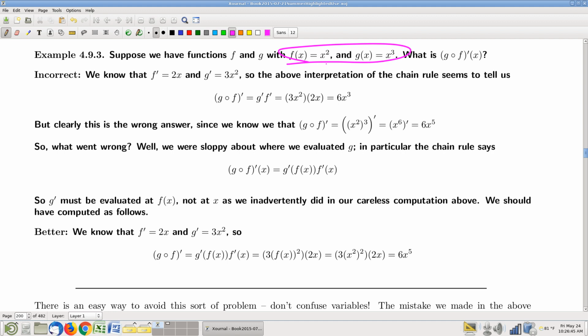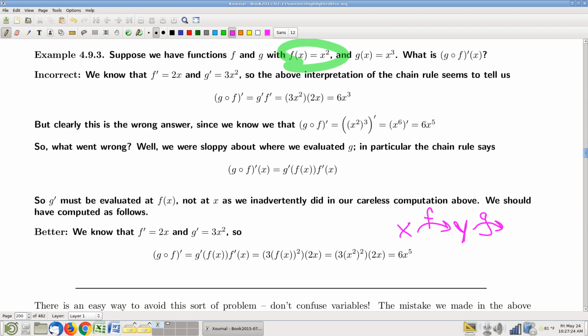If you want to compose and do f first, followed by g, let's write down what the variables are. For f, x is the input variable. What are we going to call the output variable for f? You can't call it x. X is the input variable. It doesn't make any sense at all to call the output the same as the input. So let's call that y.